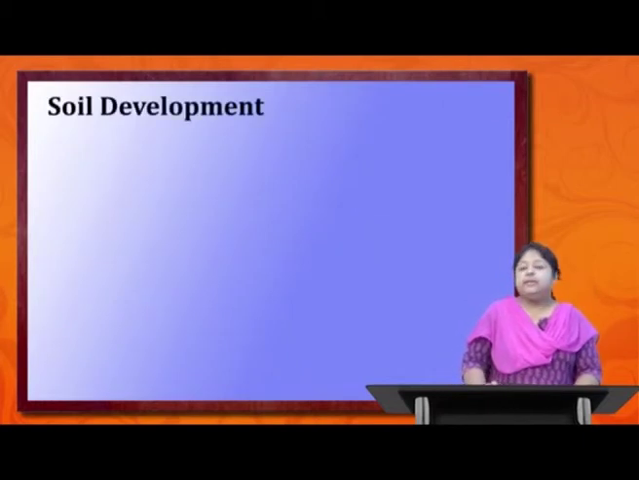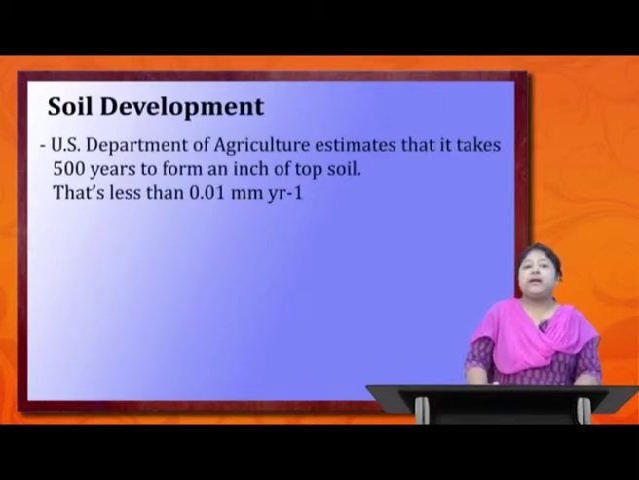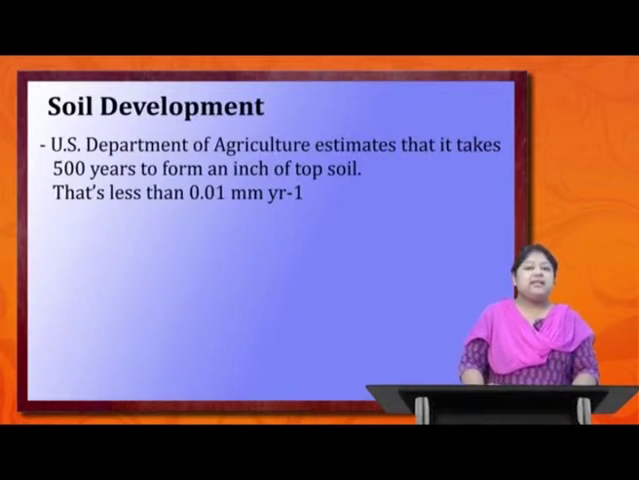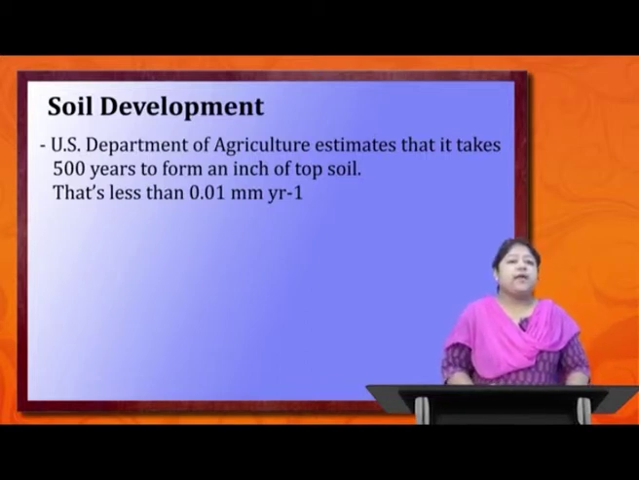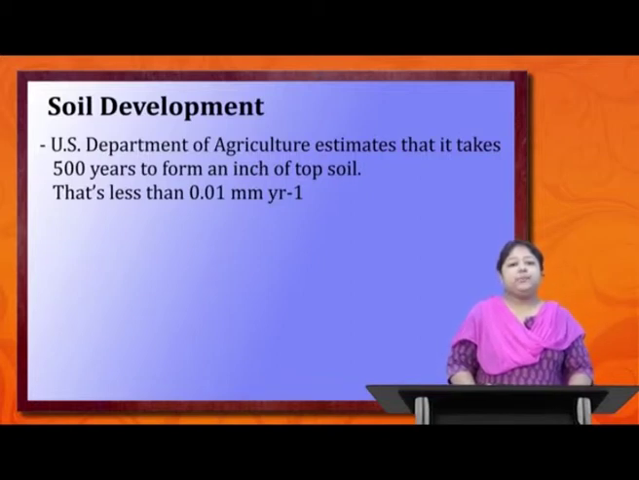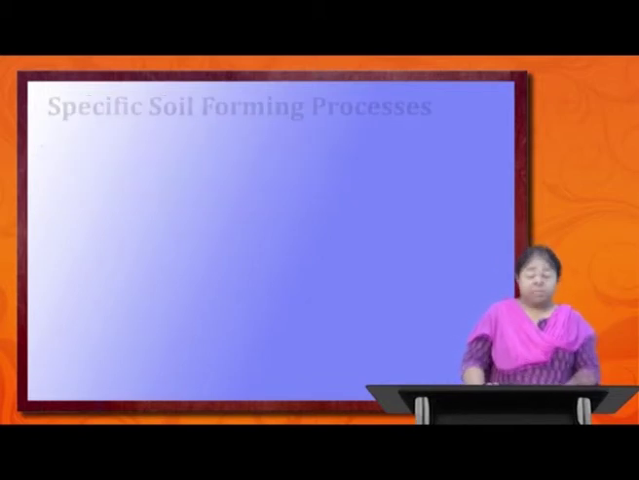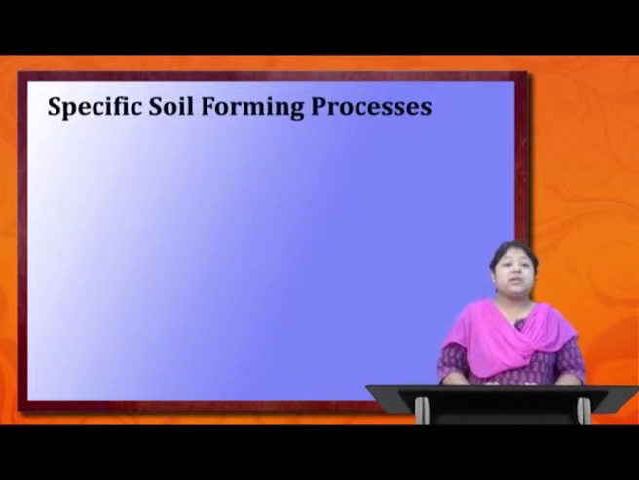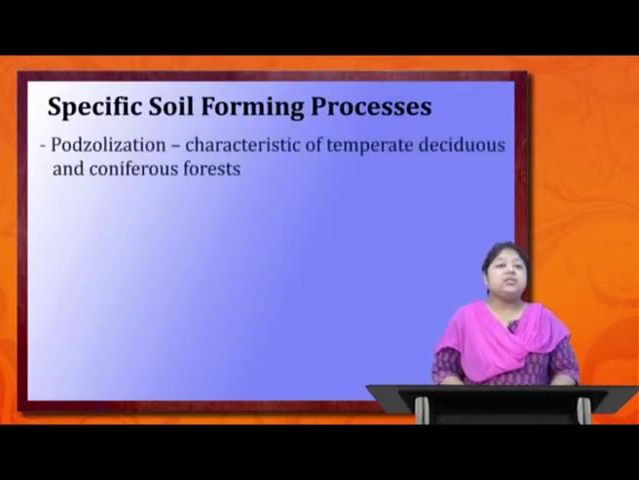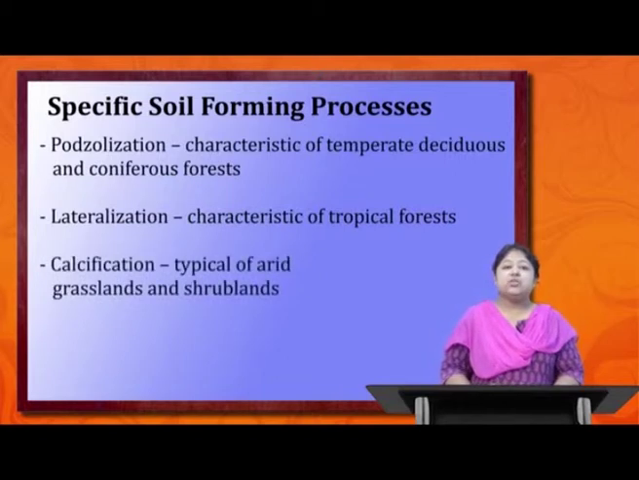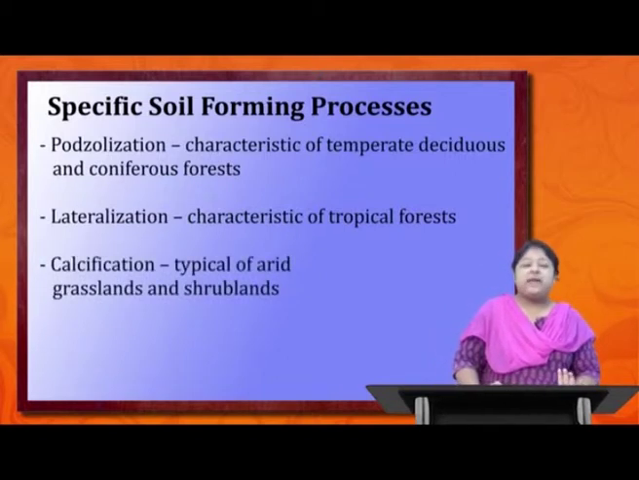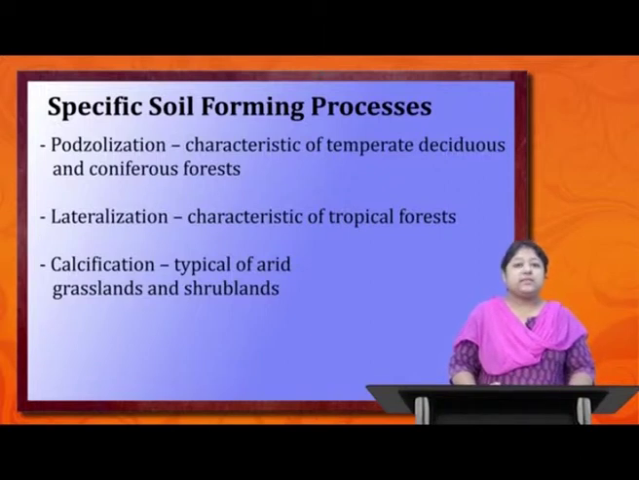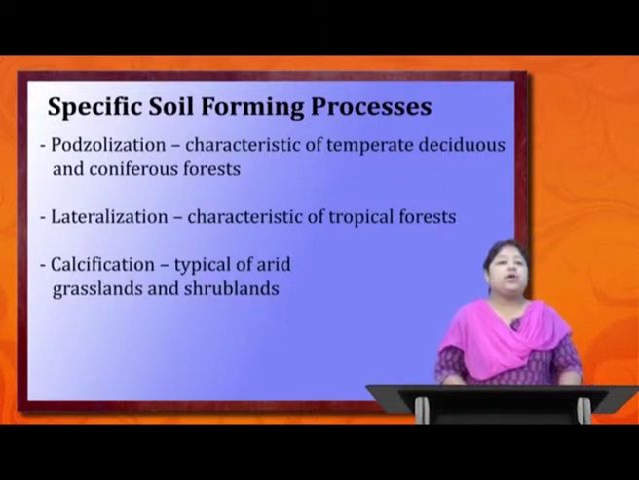Now, the soil development. The US Department of Agriculture estimates that it takes nearly 500 years to form an inch of topsoil. That is less than 0.01 millimeter per year. So it takes such a long time to develop soil. The main processes that we will discuss today are podzolization, laterization and calcification, which are the three specific soil forming processes, and they produce the primary soil types.